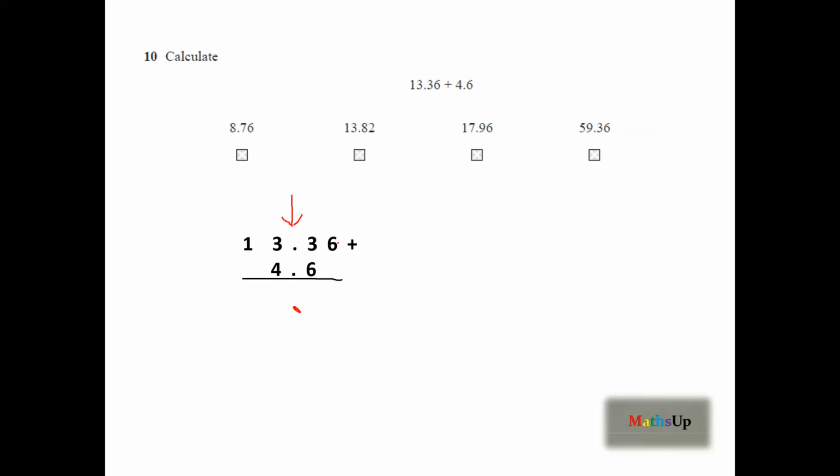After that, you can add 6 and this space is 0. There's no number, then it is 0. 6. 3 plus 6 is 9. 3 plus 4 is 7. 1. Like that, you can add the two decimal numbers. The answer is 17.96. This is the correct answer.